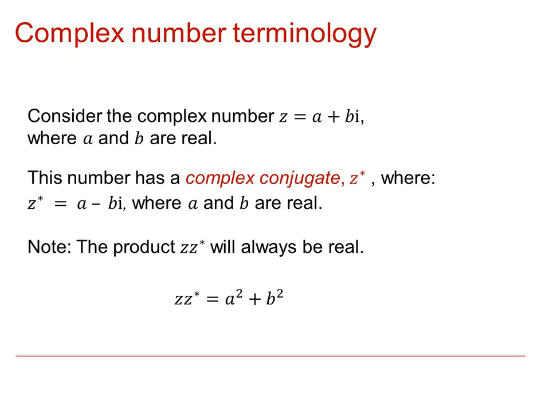We've also discussed in earlier videos the idea that if we take z and its conjugate, which is called z star, which is a minus bi, then if we form the product z z star, we always get the real number, which is a squared plus b squared.